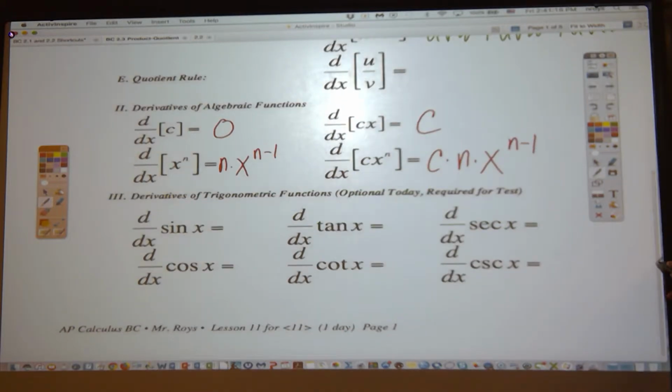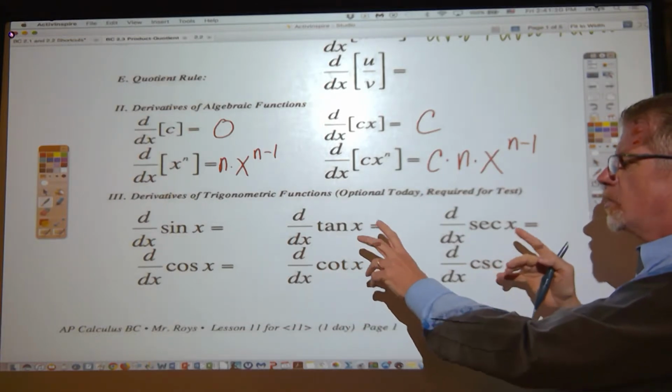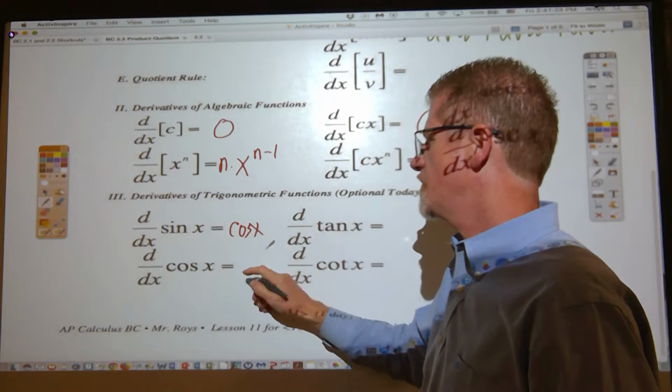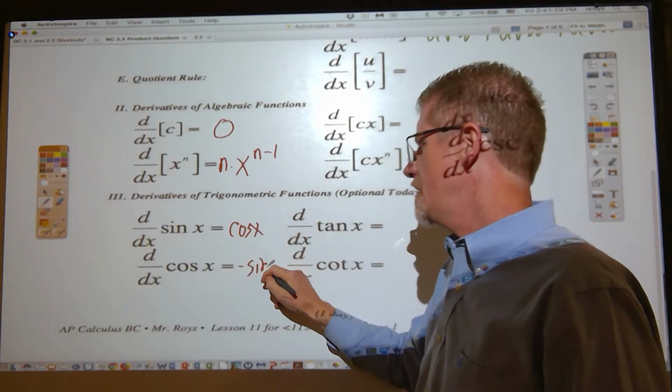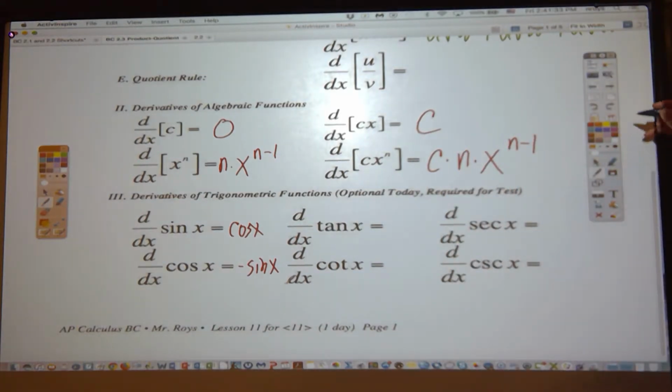Then Roman numeral 3, we don't know these two yet. We need the quotient rule to get these, but we do know the derivative of sine x is cosine x, and the derivative of cosine x is, what is it again? Negative sine. Negative sine x is correct. Okay, so let's practice using the product rule.